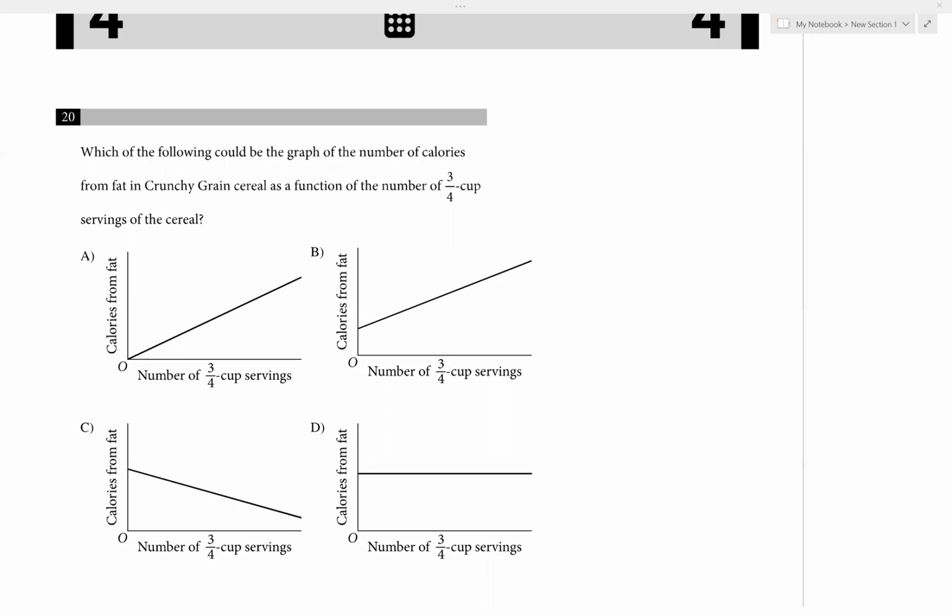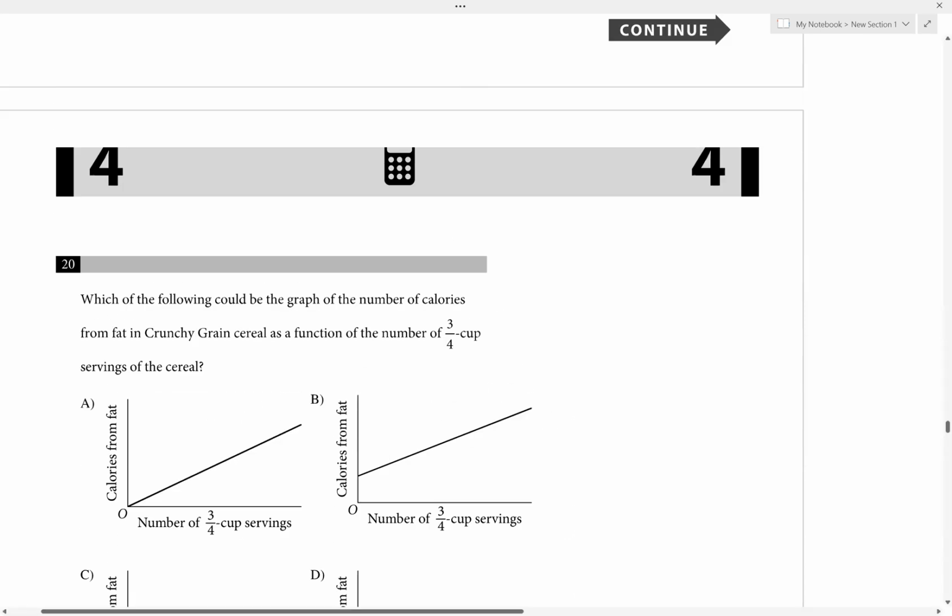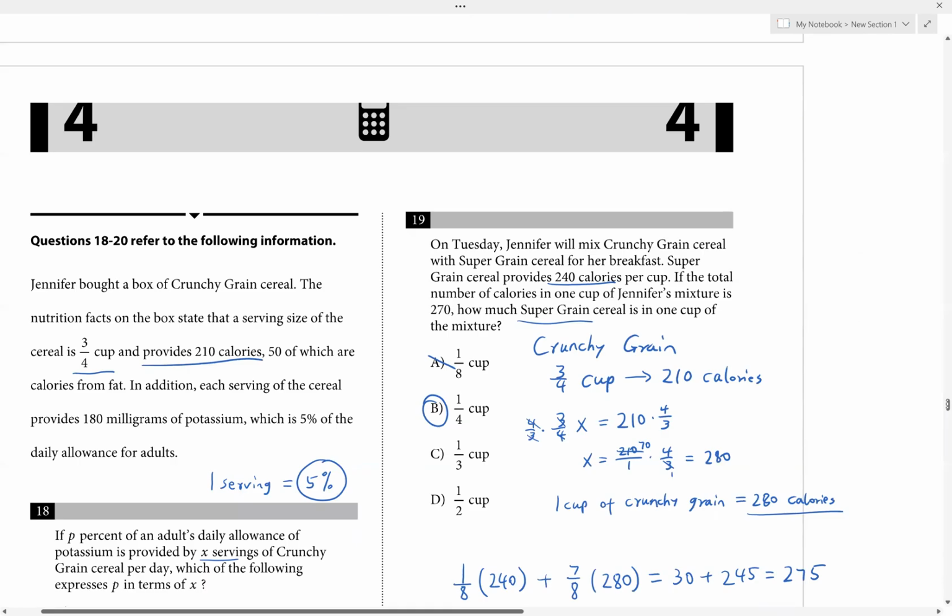All right, number 20. Which of the following could be the graph of the number of calories from fat in crunchy grain cereal as a function of the number of 3/4 cup servings of the cereal? Okay, so for this question, we want to know which graph represents, for each 3/4 cup of the cereal, the y value, which represents the calories from fat. Okay, so we go back up to the original question here.